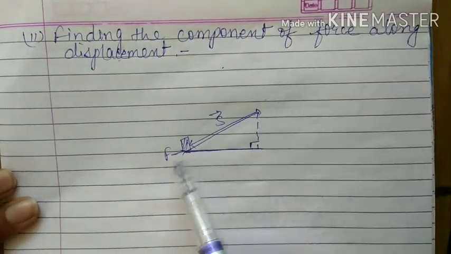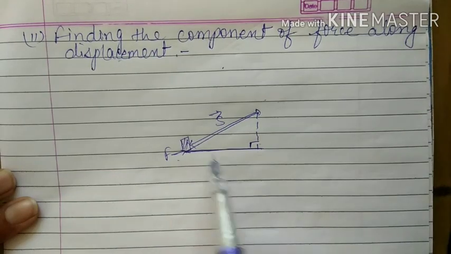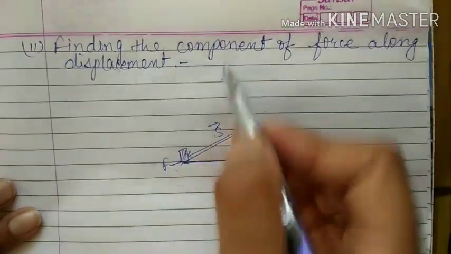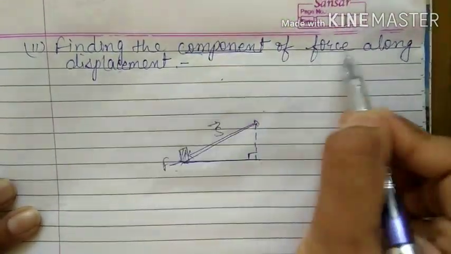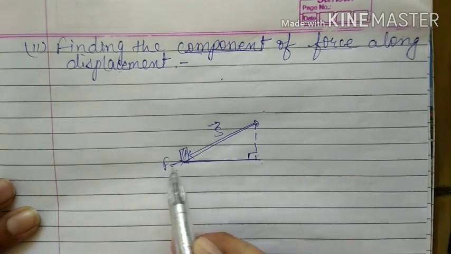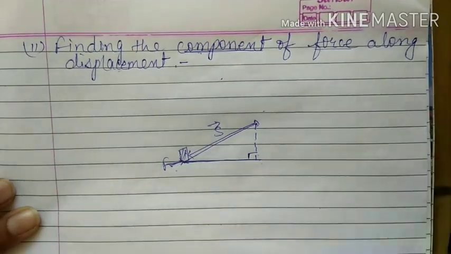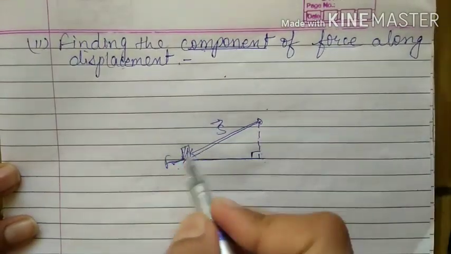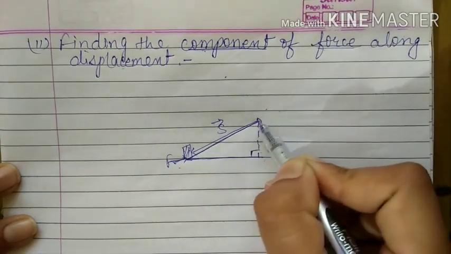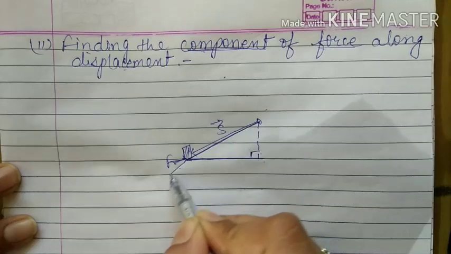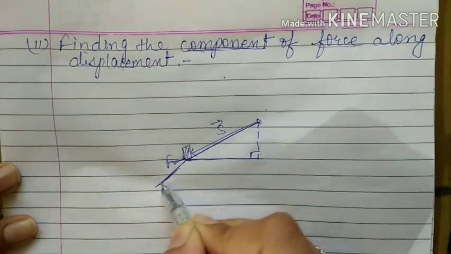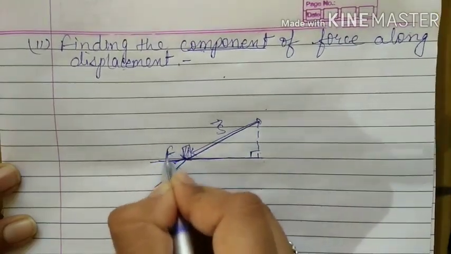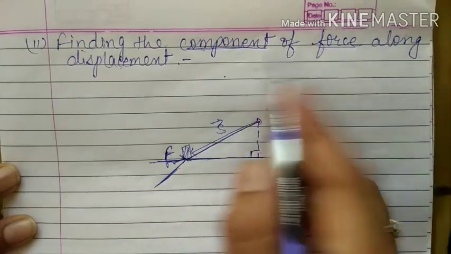In the first method we drew one perpendicular on the horizontal surface and then we calculated the value. This time you want the component of force, meaning this time we will need this force. Component of force along displacement. If displacement is in this direction, then you will need the component in this direction. Force is applied in this direction. This is F. You are applying force here and you need the component of force.